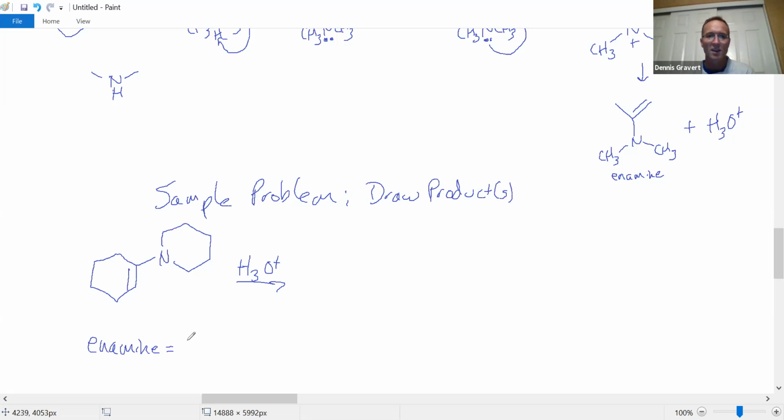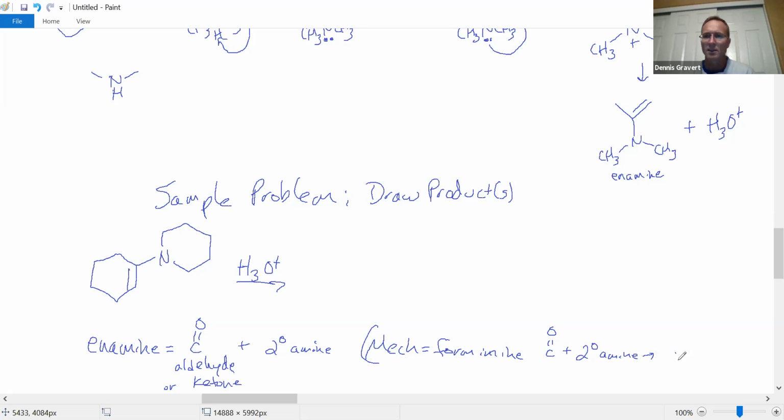Enamine comes from a C double bond O, aldehyde or ketone, and a secondary amine. Yep. Also in the mechanism, form the imine. So that C double bond O plus a secondary amine is going to look like a C double bond N. Those are the 2 things I remember about enamines.